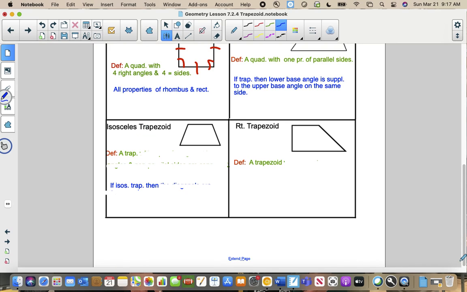So in your reference sheet, let's draw this out. Trapezoid, let's put the right angles there. And then let's write this down. Trapezoid with two right angles.